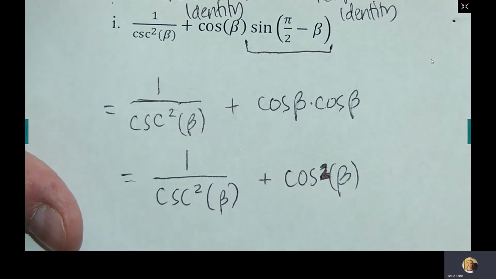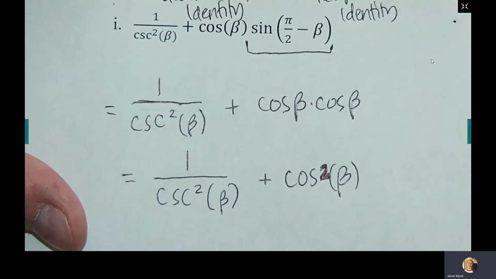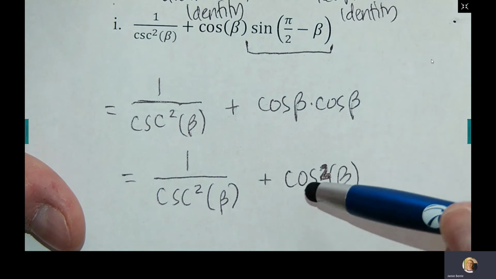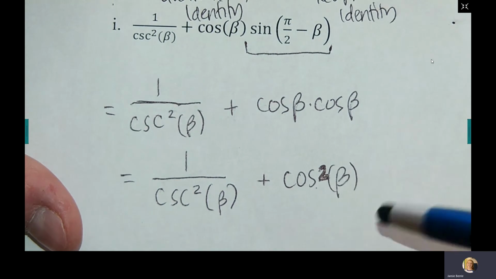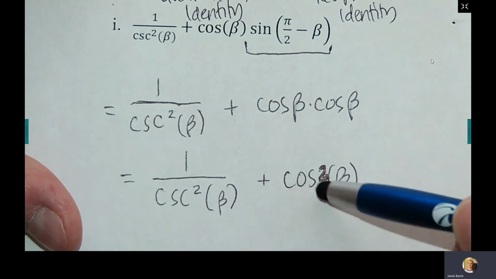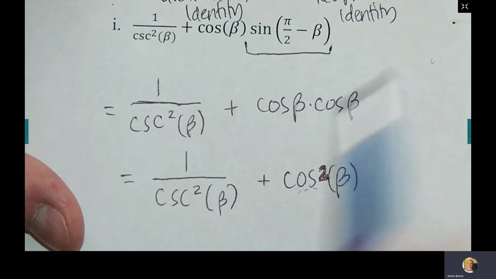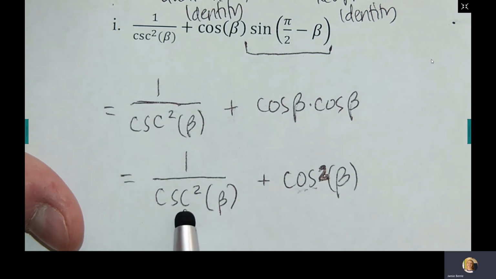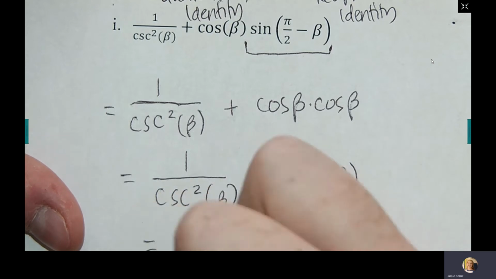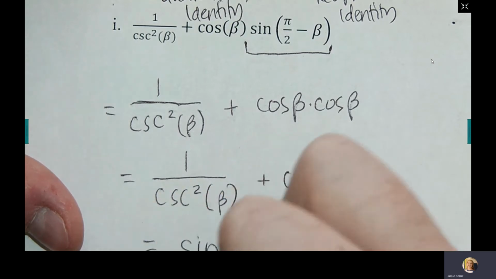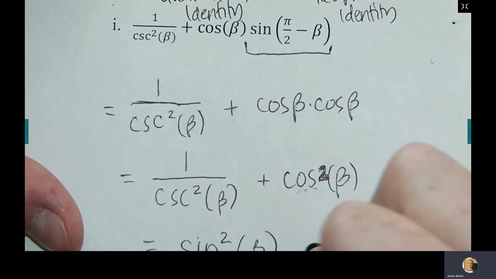All right, so again, just want to remind you, we put the squared on the trig function, not on the angle. So make sure you're putting the little squared on the trig function. 1 over cosecant is the same thing as what? Sine. So that changes to sine squared beta, since it was cosecant squared.